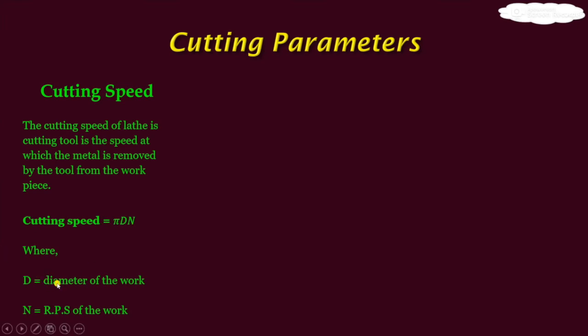Here d is the diameter of the job, means the workpiece, and n is the rpm of the work, means at what speed the spindle is rotating. So this is the cutting speed. And quite naturally, if the cutting speed is high, the total machining time will be less. Means less machining time is required to perform the same operation.